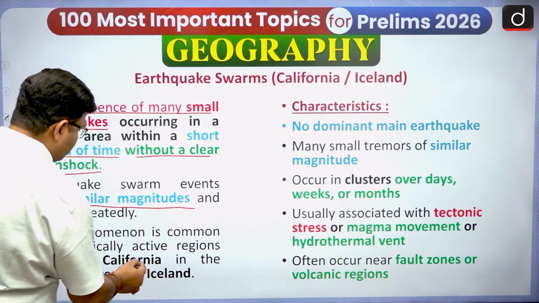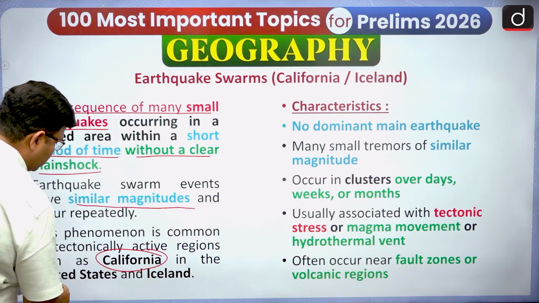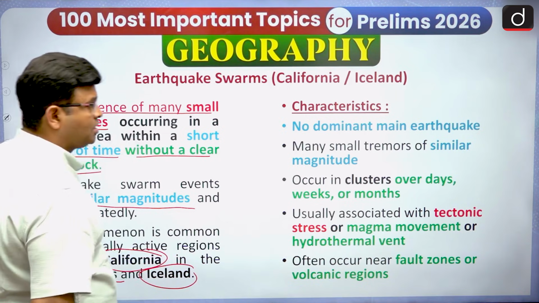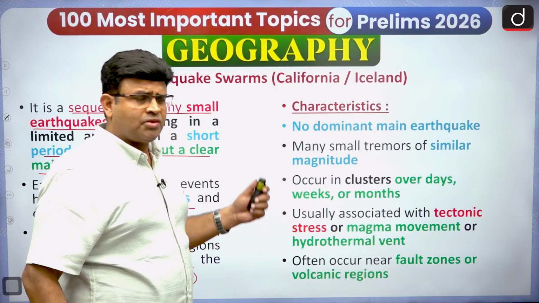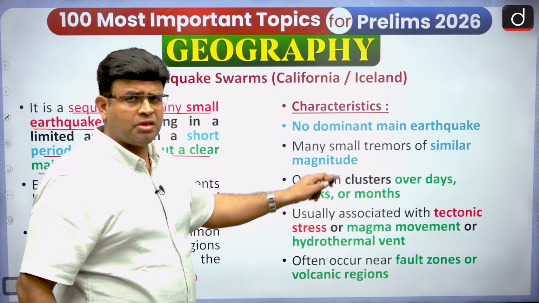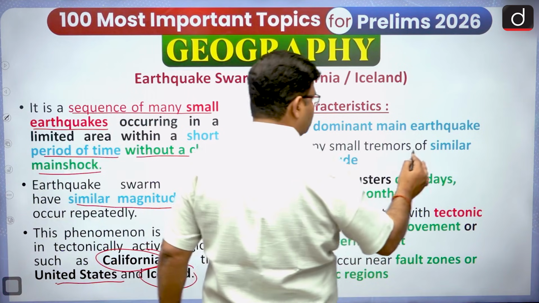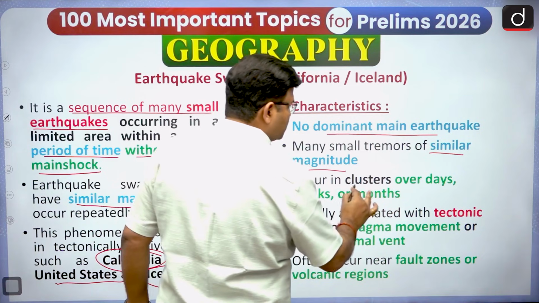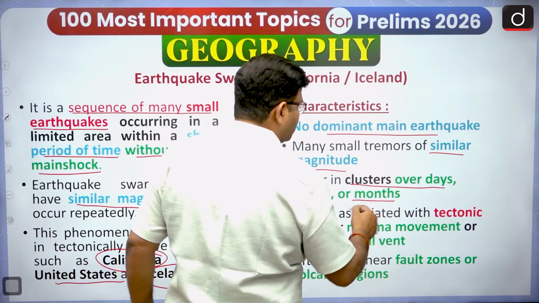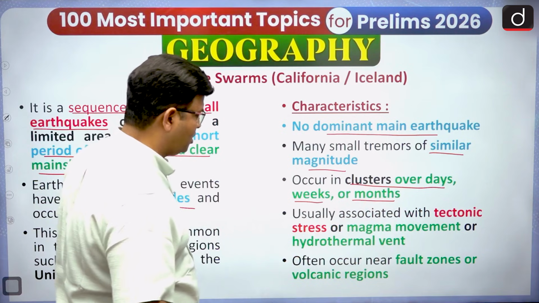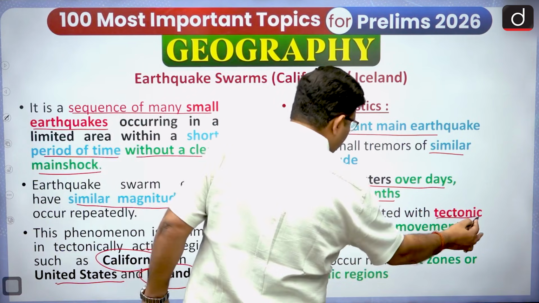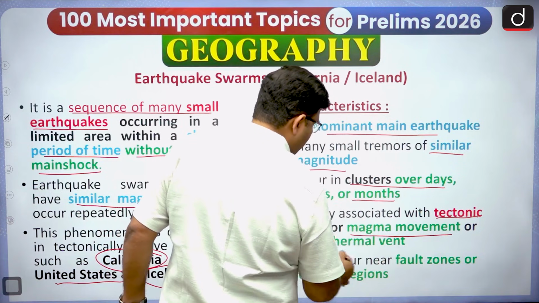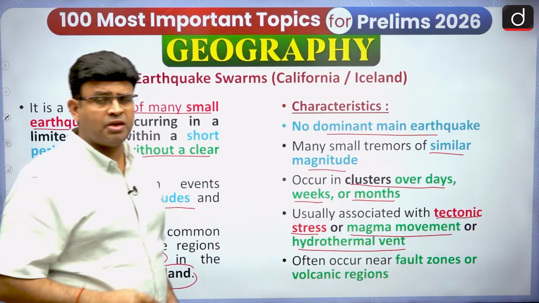Mainly California, and Iceland. California is in the United States of America. Let us see the characteristics again in an easy manner. It is very important from your exam point of view. Similar magnitude. No dominant main earthquake. Occurs in clusters over days, weeks, or some months. It can come regularly. Similar magnitude, small. Usually associated with tectonic stress, magma movement, or sometimes hydrothermal activity. Three things are there, must remember.